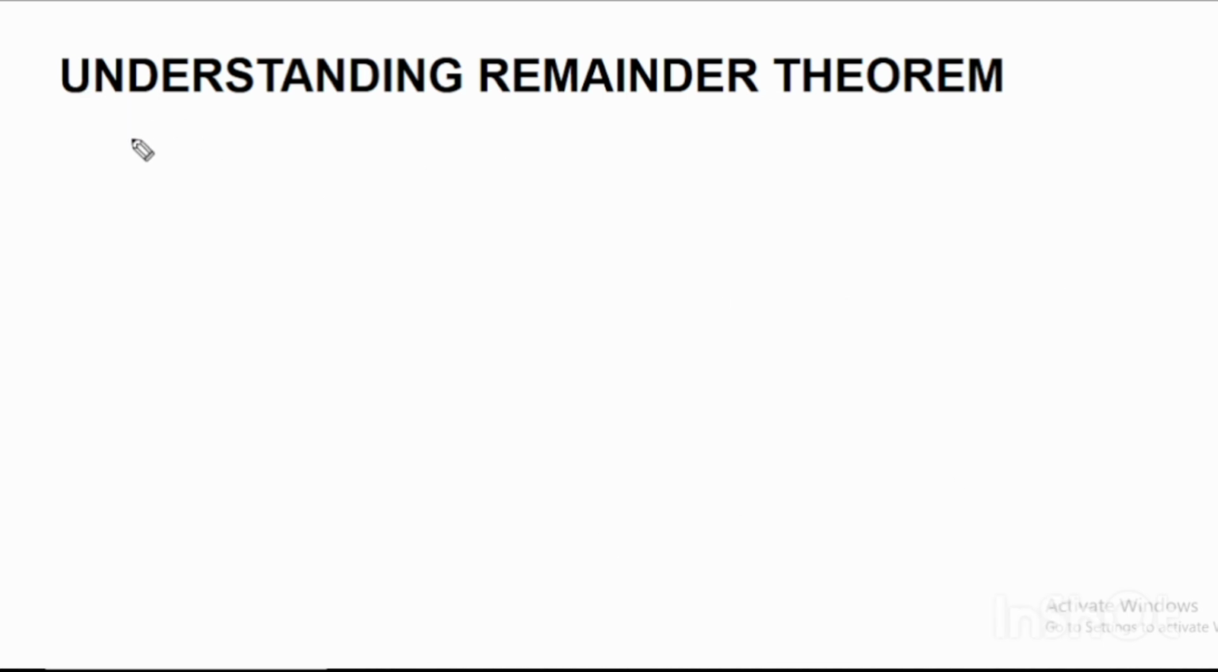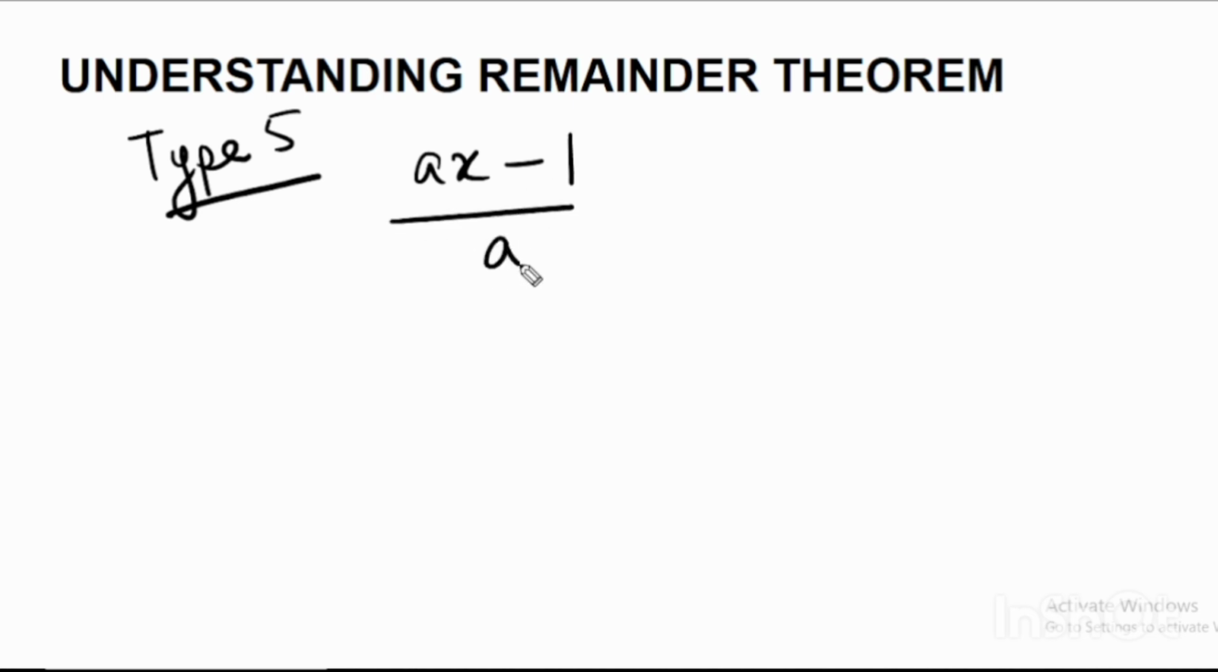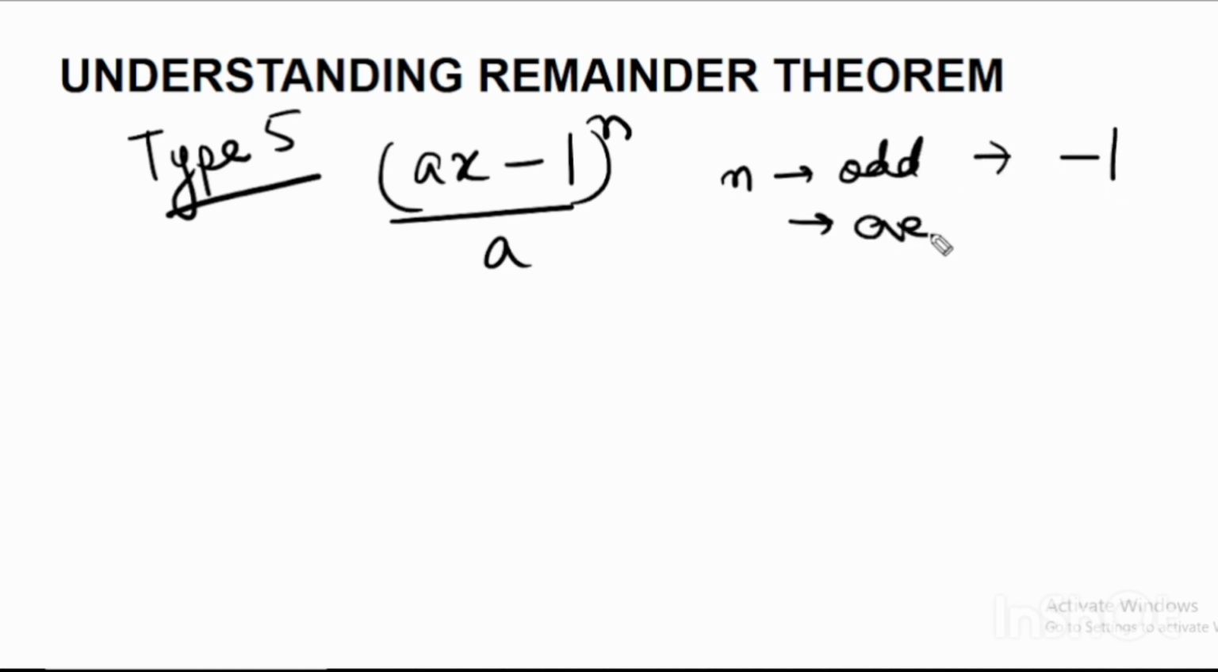Now in case of type 5, the expression that you will try to make is (ax minus 1) power n divided by a. In case of minus, when you are trying to write your given expression in the form of ax minus 1, then the answer differs. If n is odd, then the remainder is minus 1. If n is even, then the remainder is plus 1.